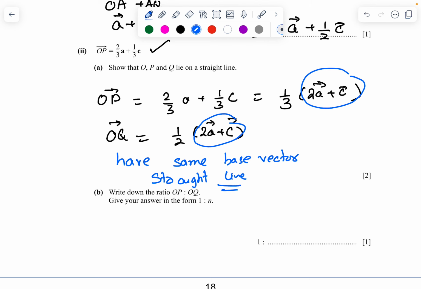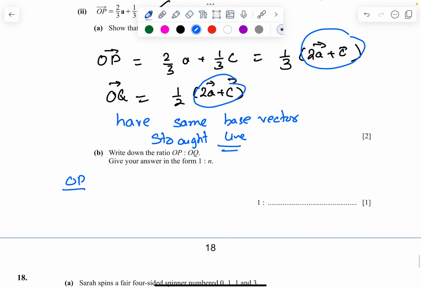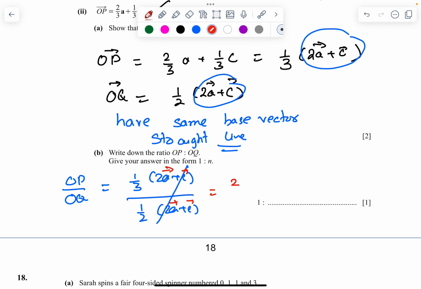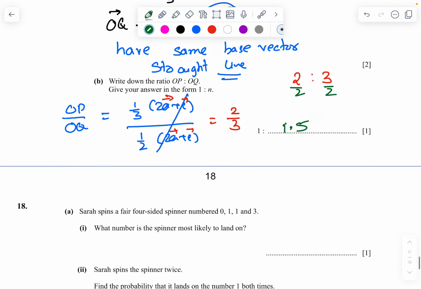Write down OP is to OQ, giving your answer in the form 1 is to n. OP is 1 upon 3 times 2A plus C. OQ is 1 upon 2 times 2A plus C. The 2A plus C gets cancelled. So OP is to OQ is 2 is to 3. But I want it in the form 1 is to n, so divide by 2 again. It becomes 1 is to 1.5. That's going to be the answer.